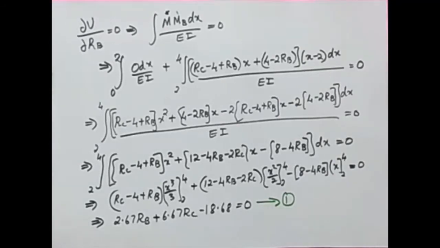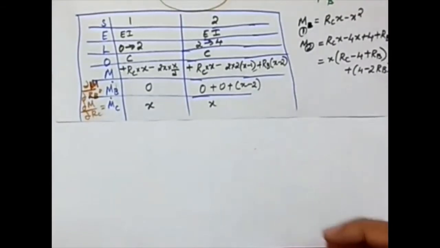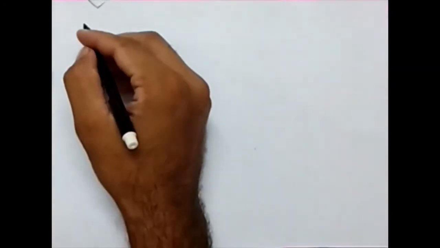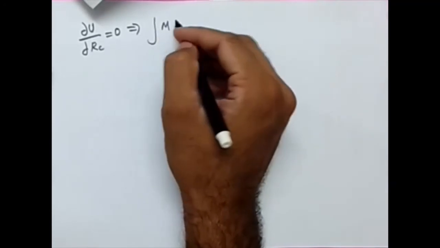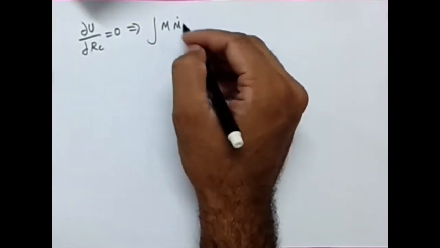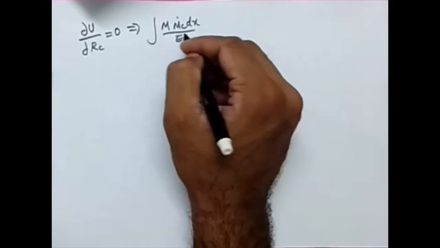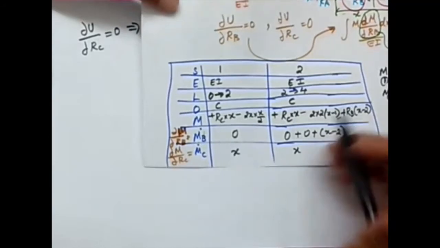Now I need to get the second equation. Second equation I will be getting from dou u by dou rc. So now let's see how to get that. Okay, so I'm taking a fresh page, and in this I'm going to consider the dou u by dou rc equal to 0. Okay, which is basically integral m dot c dx by ei equal to 0.